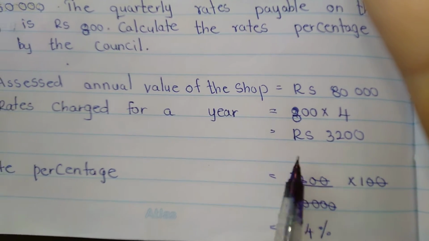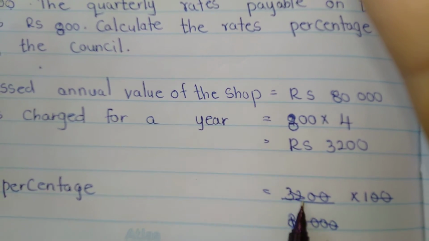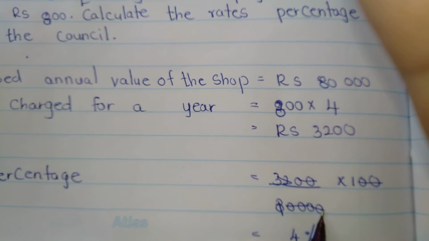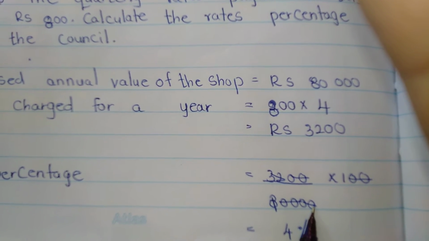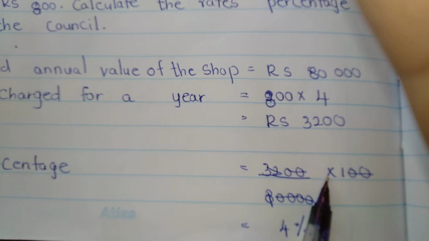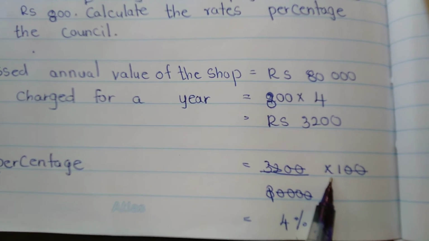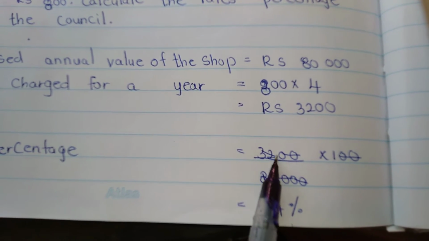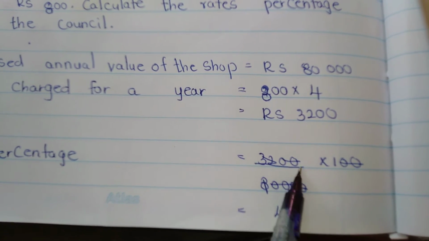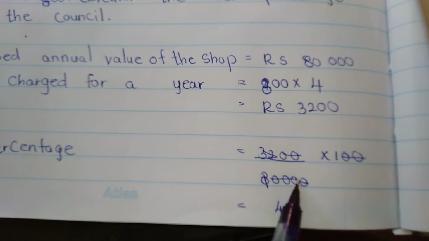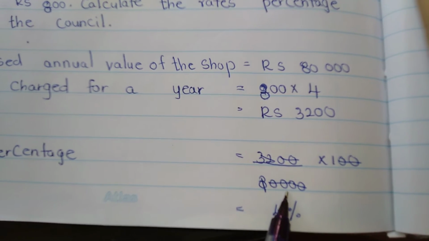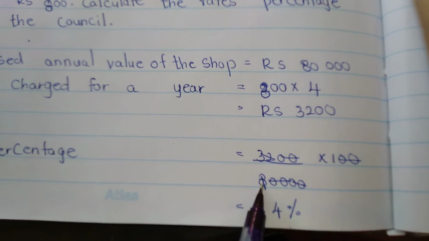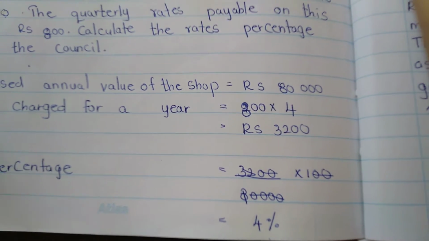Now we need to find the percentage. 3200 rupees out of 80,000 rupees. We want to find the percentage. Therefore we have to multiply this by 100. We can cut 2 zeros to 2 zeros. Then we can cut this 2 zeros to this 2 zeros. 32 we can divide by 8. Then answer is 4%.